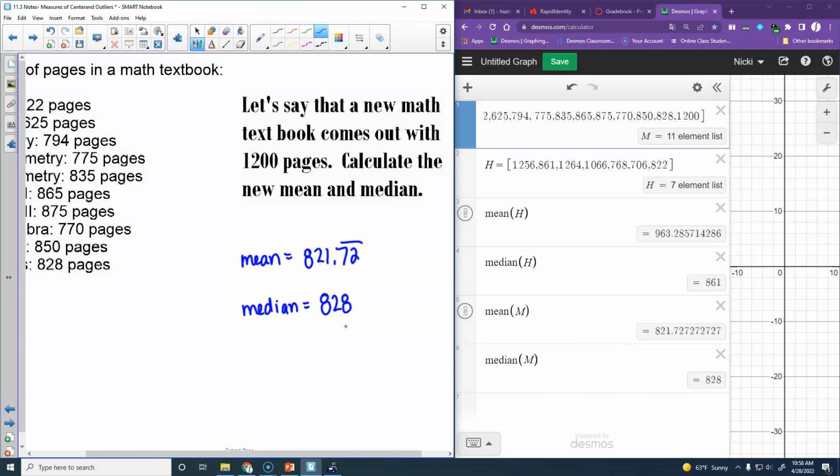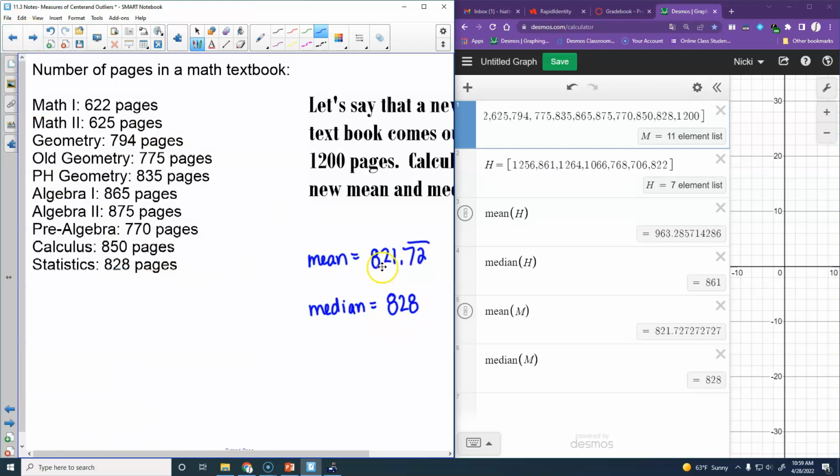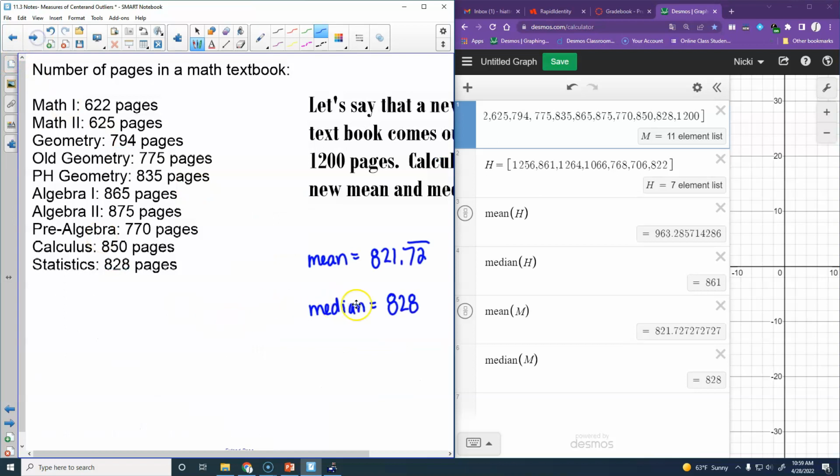Notice both of those increased here. Our mean went up from 783 up to 821, so it increased by about 50. Our median only went from 811 to 828, right? 1,200 was significantly longer than any of the rest of the books. So we added that. Which one did it affect more, the mean or the median?